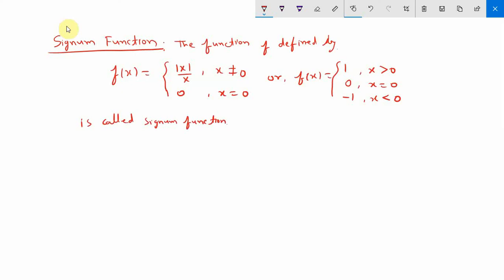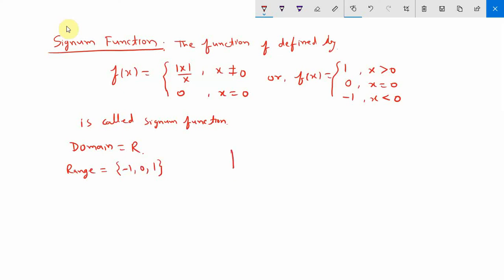Okay. So what is the domain and range of this function? Domain will be all real numbers. Domain is the real number set, and range is minus 1, 0, and 1. Only these three elements. Okay.